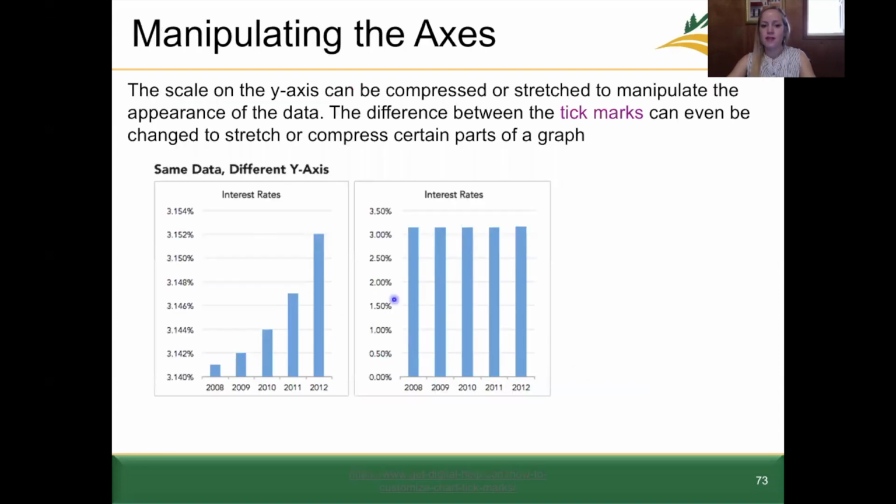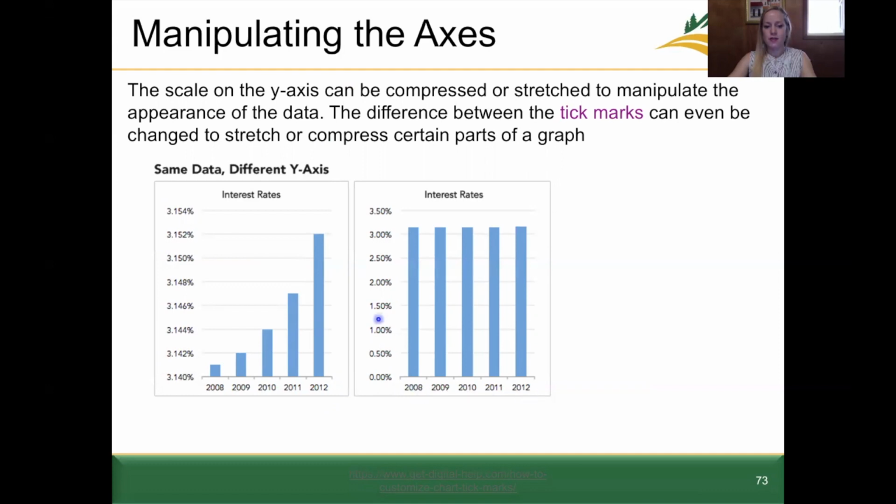Another way that graphs can deceive is by manipulating the axes. The scale of the y-axis can be compressed or stretched to manipulate the appearance of the data. So here for this example, we start at 3.140% and we go up to 3.154%. So we've really zoomed in on a really small window of percentages here. Versus in this example on the right, we start at 0.00%, we go up to 3.50%, and we still show data from the same years here, so 2008 through 2012.